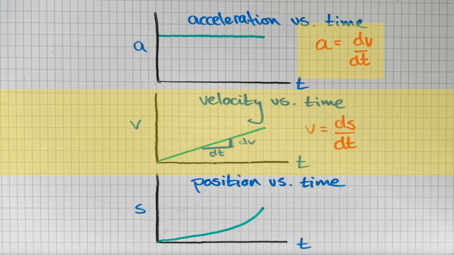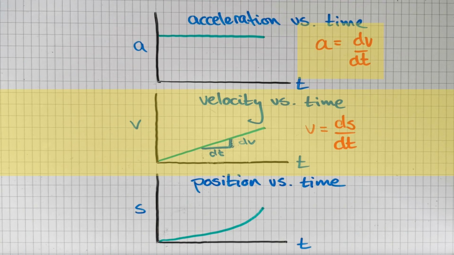So the slope of the velocity-time plot is dv/dt, and that is a. So a is constant. That means dv/dt must be constant. So that means v versus t must be a straight line. Otherwise, it won't have a constant gradient.